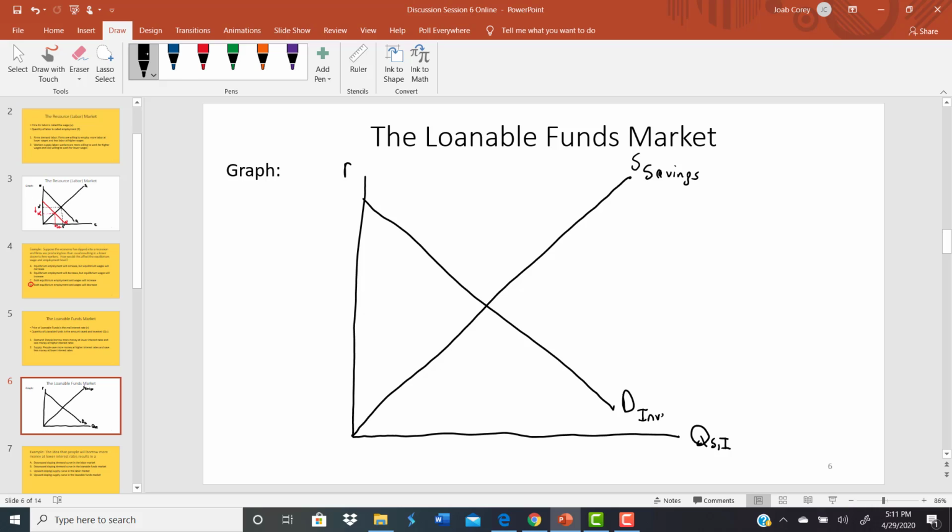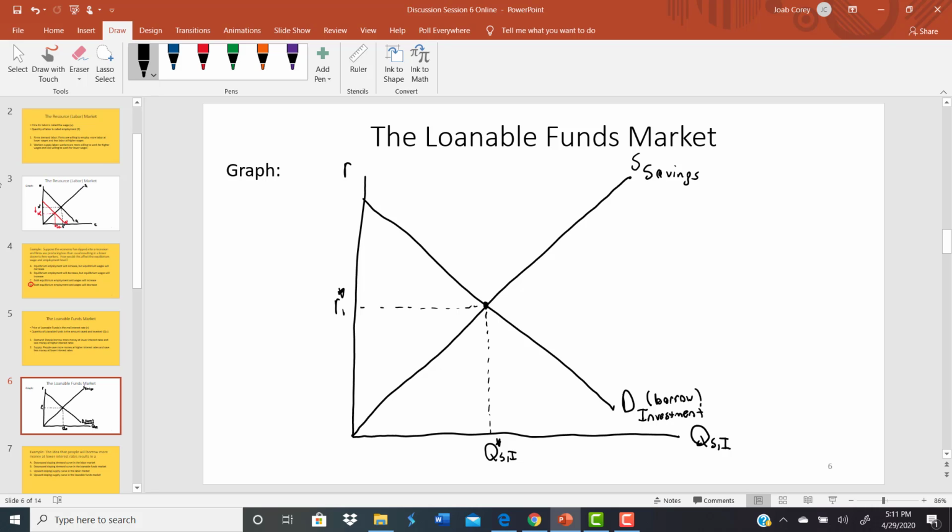which again represents people's desire to invest, which usually refers to the desire to borrow money for the purposes of investing. And remember, the reason why it's downward sloping is people like to borrow more at lower interest rates and will borrow less when they have to pay back those higher interest rates. Now, where the two intersect, you get that equilibrium quantity of money being saved and invested. And again, there's an interest rate that makes that quantity of savings equal to the amount that people want to borrow.